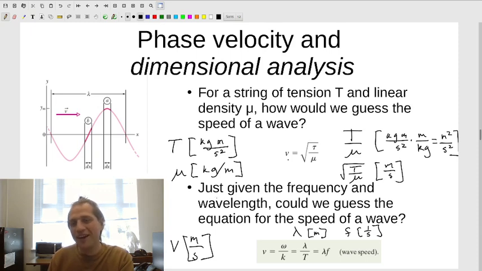So I'm not saying that this is a be-all, end-all way of developing a physical theory, but it is a pretty good start. It's a pretty good start if you're trying to guess something that you don't know the answer to. You can try to combine different quantities that you can measure and try to incorporate them into your analysis.